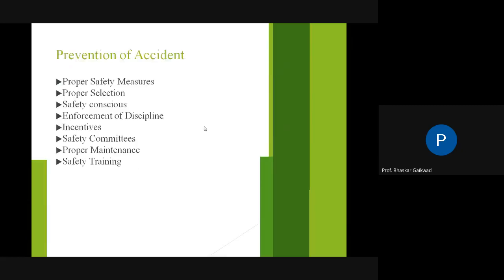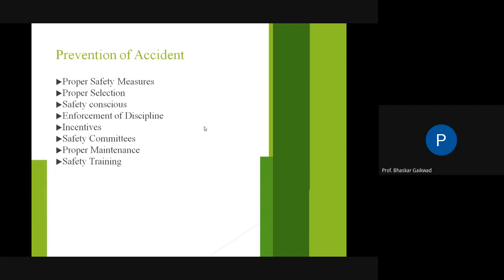So for accidents not to happen in industry, what to do? Proper safety measures. You can take safety measures. Proper selection of safety measures. Safety consciousness should be there, and enforcement of discipline, which is important. Incentives should be there. Safety committees. Proper maintenance, safety and training. All these parts will be there.